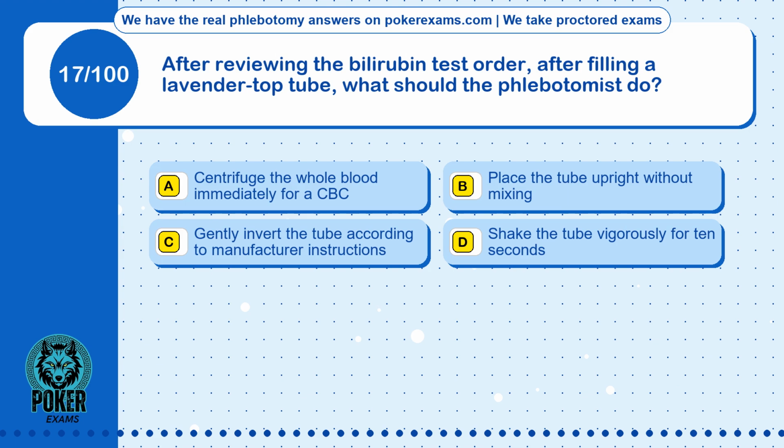Question 17. After reviewing the bilirubin test order, after filling a lavender top tube, what should the phlebotomist do? Option A, centrifuge the whole blood immediately for a CBC. Option B, place the tube upright without mixing. Option C, gently invert the tube according to manufacturer instructions. Option D, shake the tube vigorously for 10 seconds.